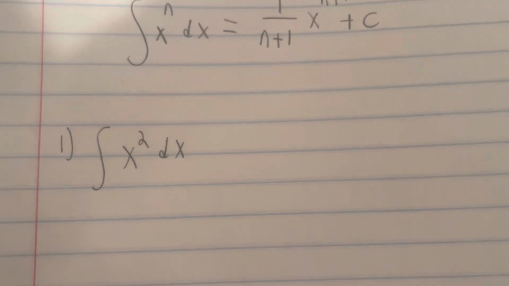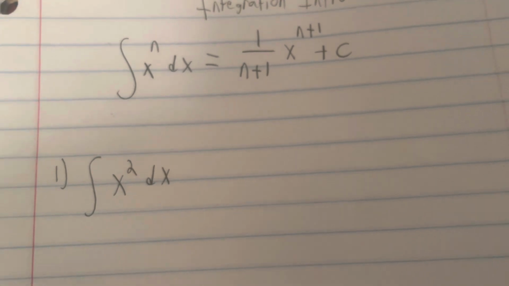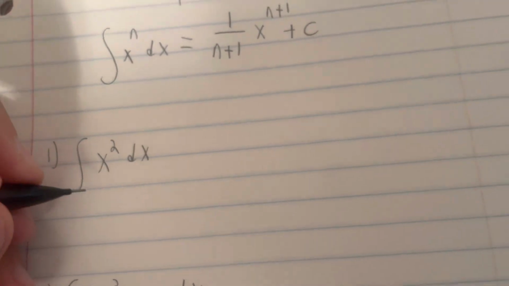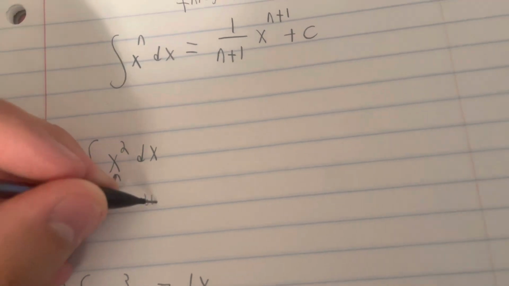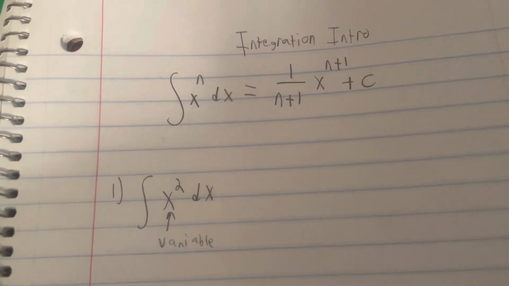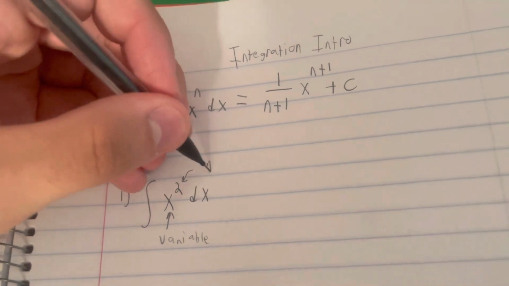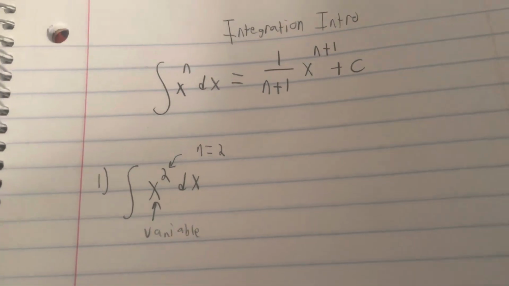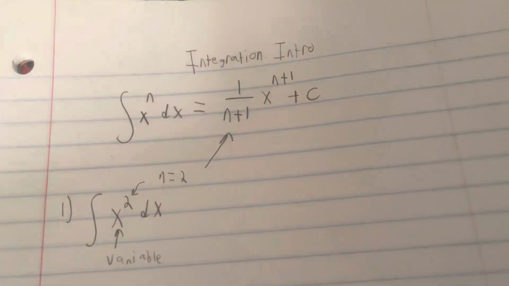So we have to integrate x squared dx. Well, first, before we do that, let's try to identify the parts here. We know that x is just going to be the regular variable, so I'm just going to label that here. Now we have to look for the n value in this case. The n value is actually going to be the exponent. So we know that the exponent here is 2, so I'm going to say n equals 2 in this case.